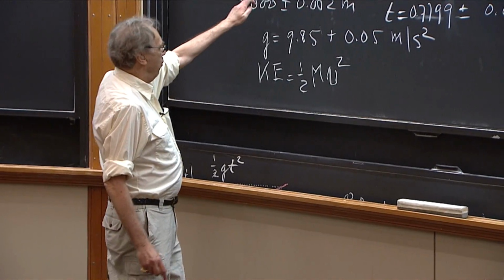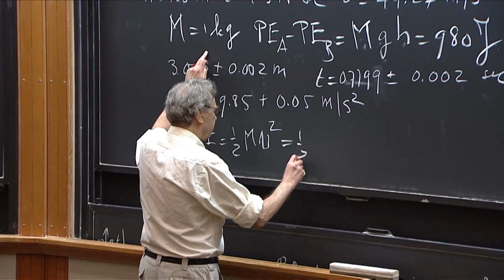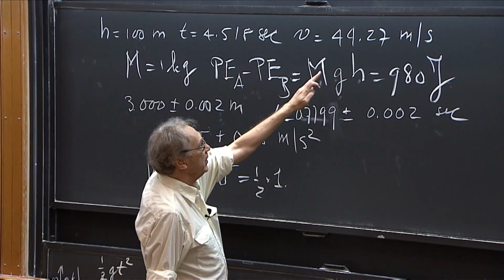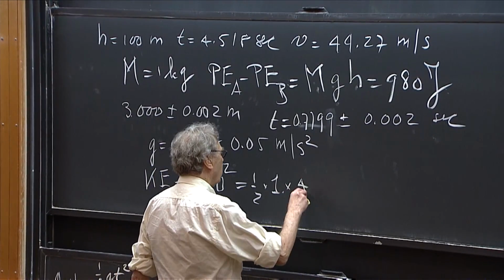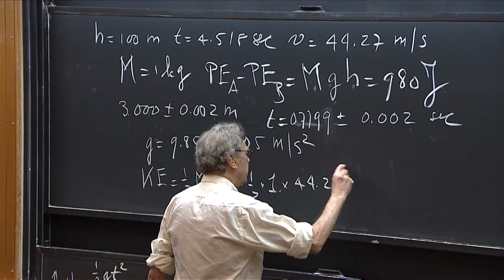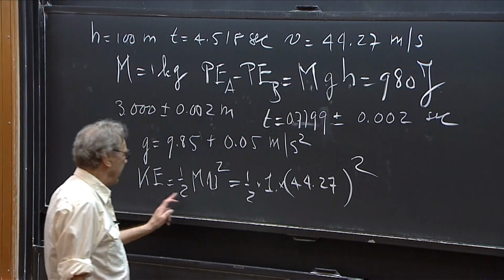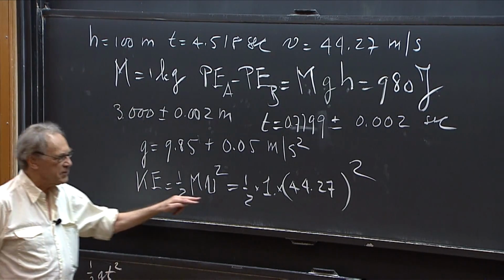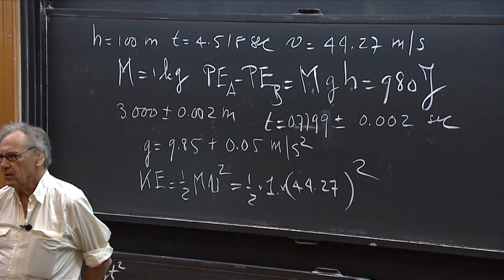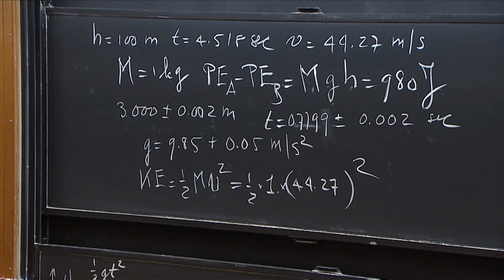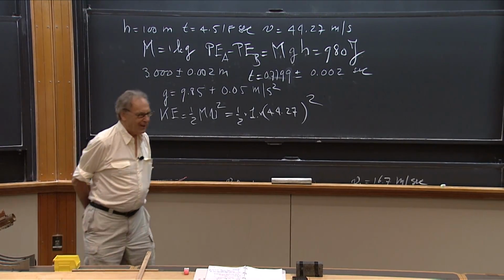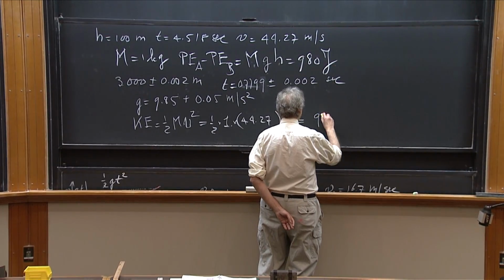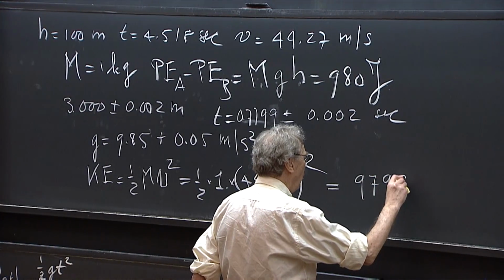Well, we had an object of 1 kilogram, 1/2. We multiply that by 1. And we know what the velocity is. We already calculated that. When it reaches that point B, this is the velocity. But in the kinetic energy, you have to square it. And so this now is the kinetic energy when the object reaches point B. And what do you think that number is? If you have a calculator, that number is 979.9 joules.